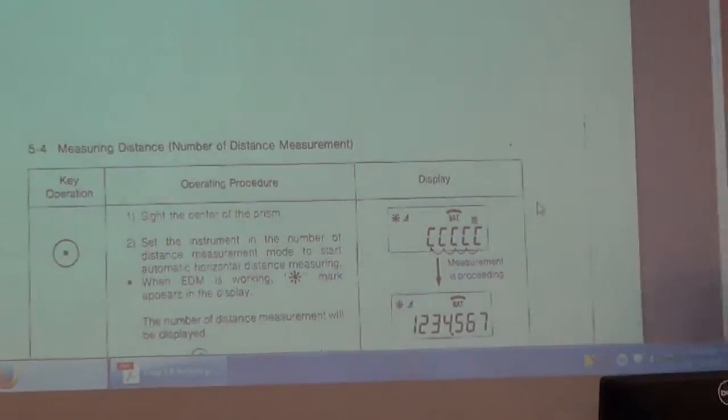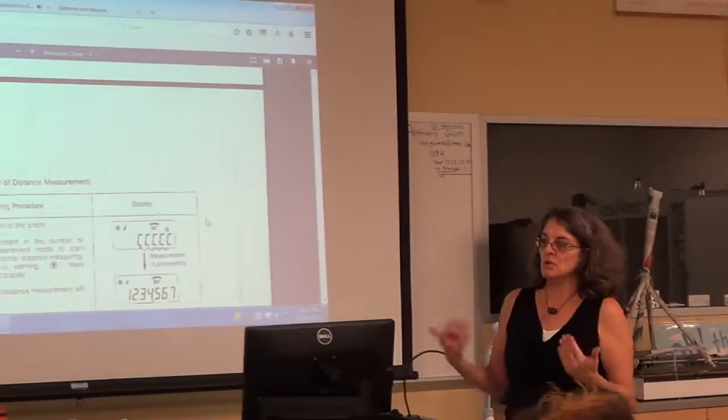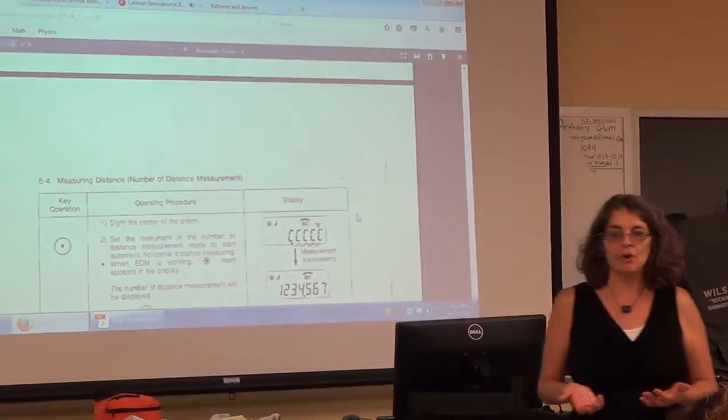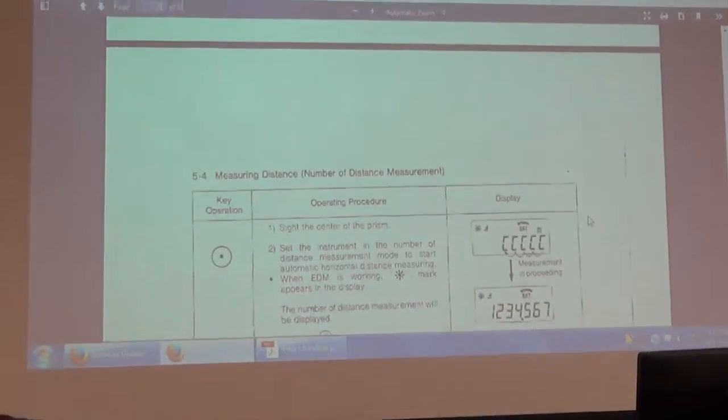We have the manuals in each total station. When you take it out in the field, you'll have the manual with you, so you don't have to go on your phone. And there's the steps.